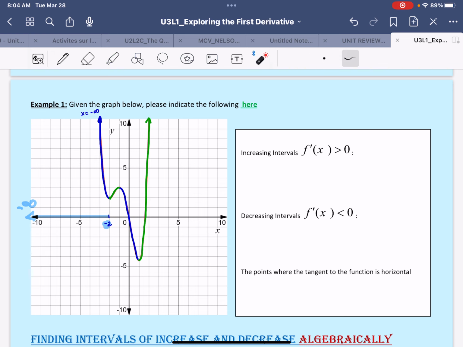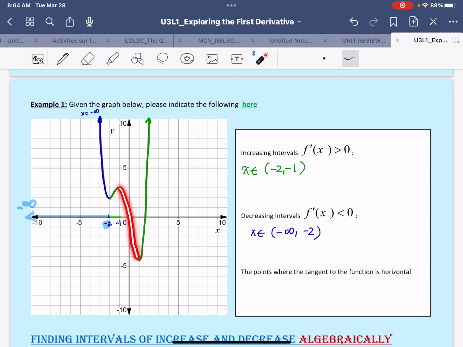Then from negative 2 up to x equals negative 1, you notice that the graph of the function is going up. So this means that this would be an increasing interval from negative 2 to negative 1. So right here. Let's write them down as we go along. For x values from negative infinity to negative 2, the function is decreasing. And for x values starting at negative 2, ending at negative 1, the function is increasing.